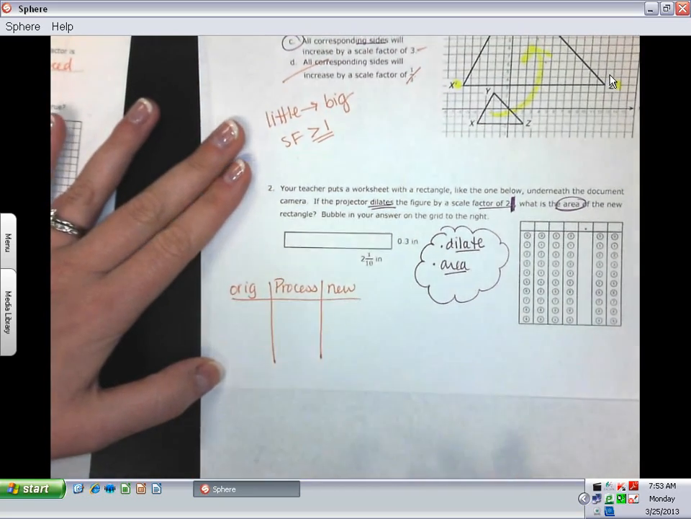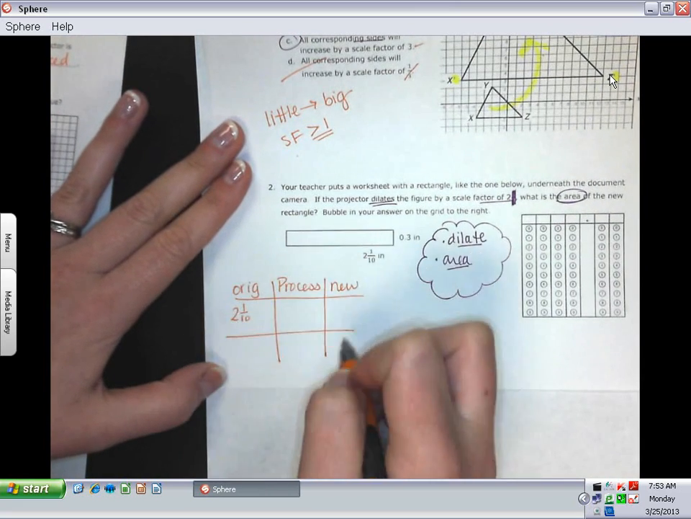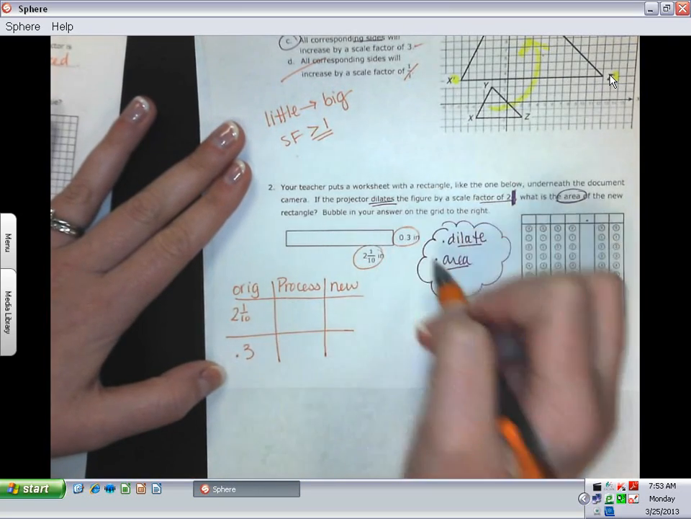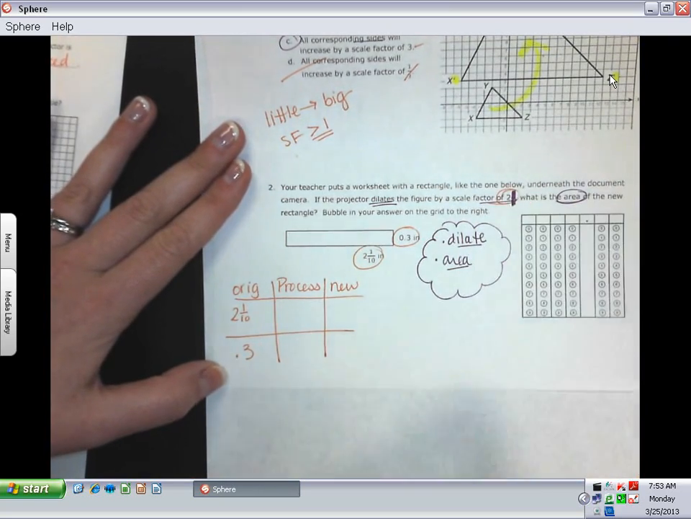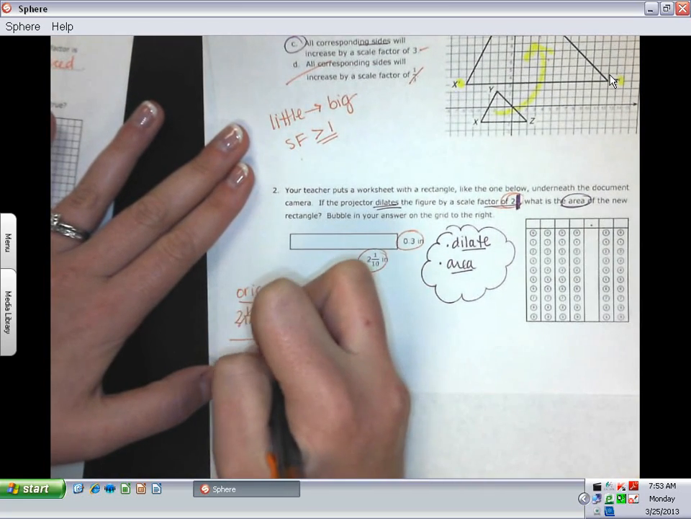So we're going to start with the original amount, so 2 1/10, and then 0.3. I need to dilate both of these by a scale factor of 2, not just one. But I really don't want to deal with that fraction there, so I'm going to make this 2.1.